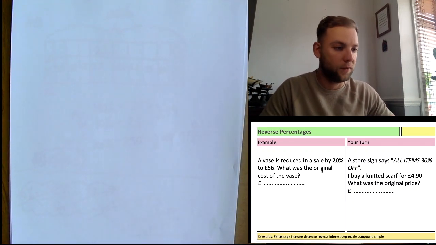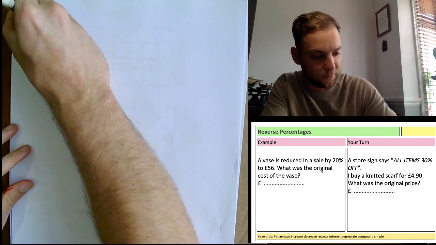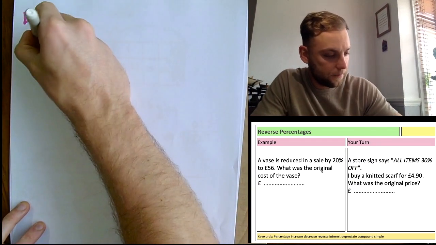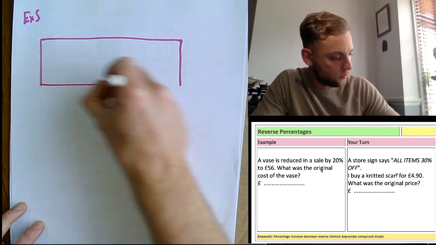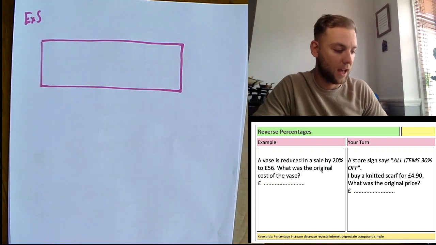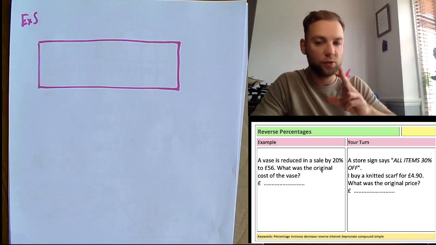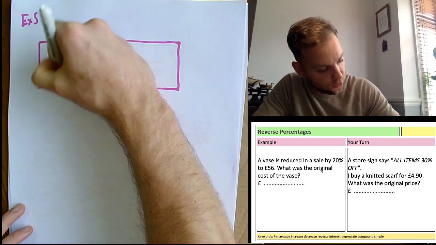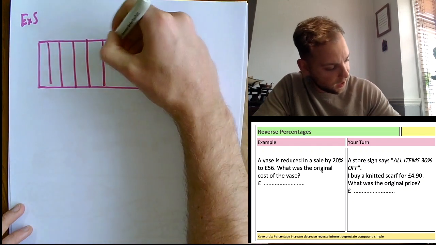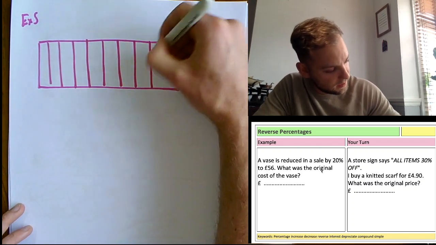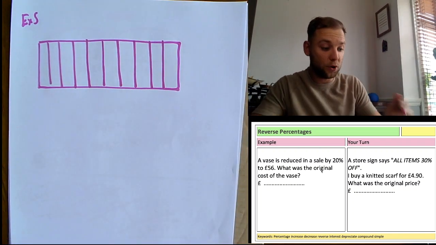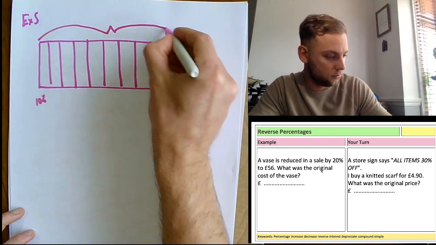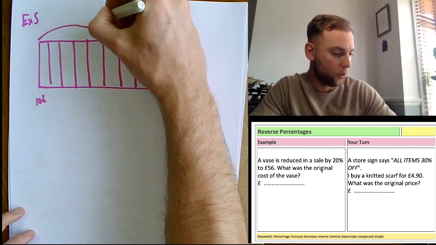So first of all, we've got our example 5. So we draw our bar out. Remember, we're doing this non-calculator methods, okay? And the vase was reduced by 20%. So let's break it up. So we've got 1, 2, 3, 4, 5, 6, 7, 8, 9, 10. So I've split it up into 10%. Okay, all of these are worth 10%. Remember, the total is worth 100%.